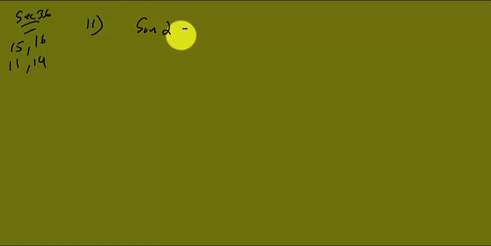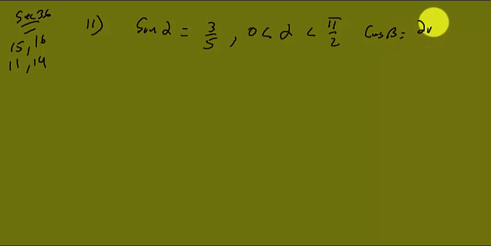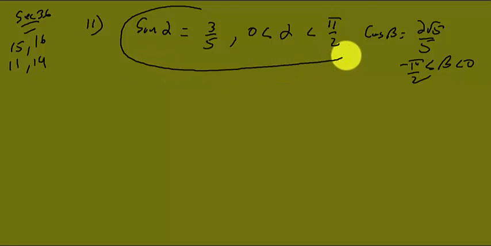Sine of alpha is equal to 3 over 5, and alpha is greater than 0, less than pi over 2. Okay, and then they tell us that cosine of beta is equal to 2 root 5 over 5, and beta is bigger than negative pi over 2, less than 0. This is telling you that you have a right triangle in the first quadrant.